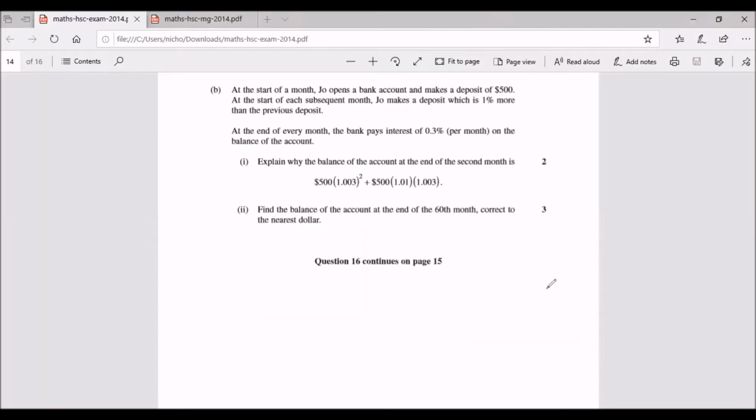At the start of each month, Joe opens a bank account and makes a deposit of $500. At the start of each subsequent month, Joe makes a deposit which is 1% more than the previous deposit. At the end of every month, the bank pays an interest of 0.3% per month on the balance of the account. Explain why the balance of the account at the end of the second month is that.